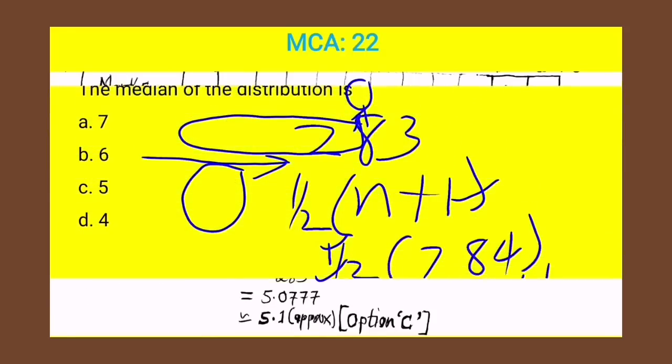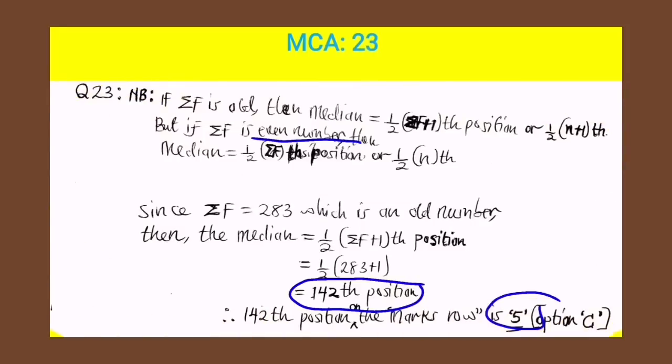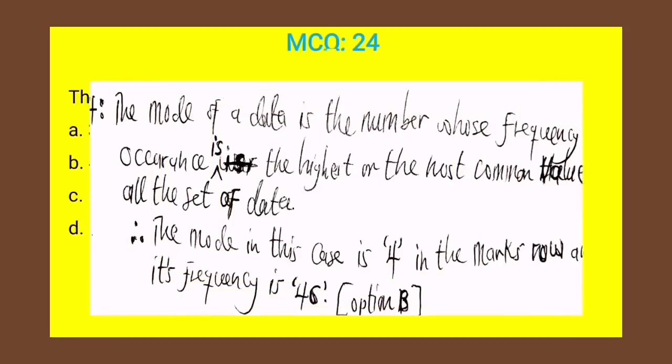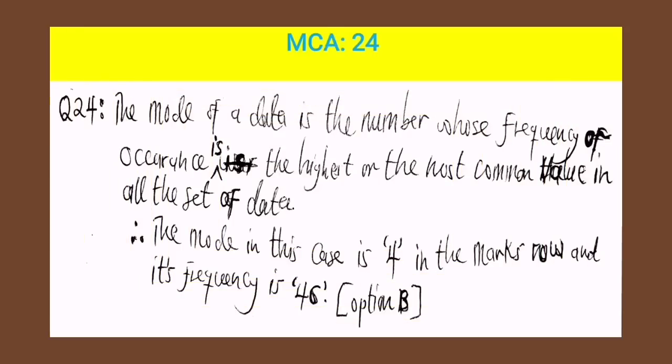That's why we determine mode from grouped data. So let's take note. The mode is 4. So that is the answer in this case. It's 46 in that case. So we can read.